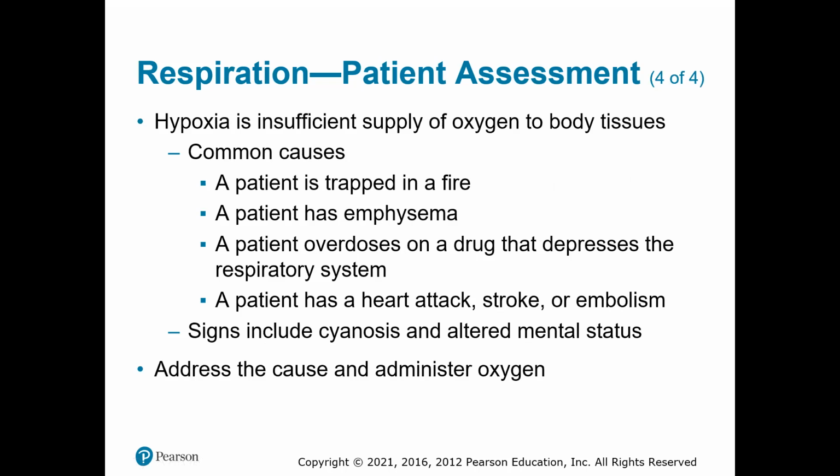Hypoxia is insufficient supply of oxygen. Common causes: it could be from a fire, from smoke inhalation. It could be from emphysema, and you're going to learn more about that. It could be from too much heroin, and they are unable to use those chemoreceptors. They're not able to increase their speed, and they end up going slower and slower and slower. It could be from a heart attack, a stroke, an embolism, which is like a clot. So with hypoxia, you're going to find someone with altered mental status, and it could include signs of cyanosis.